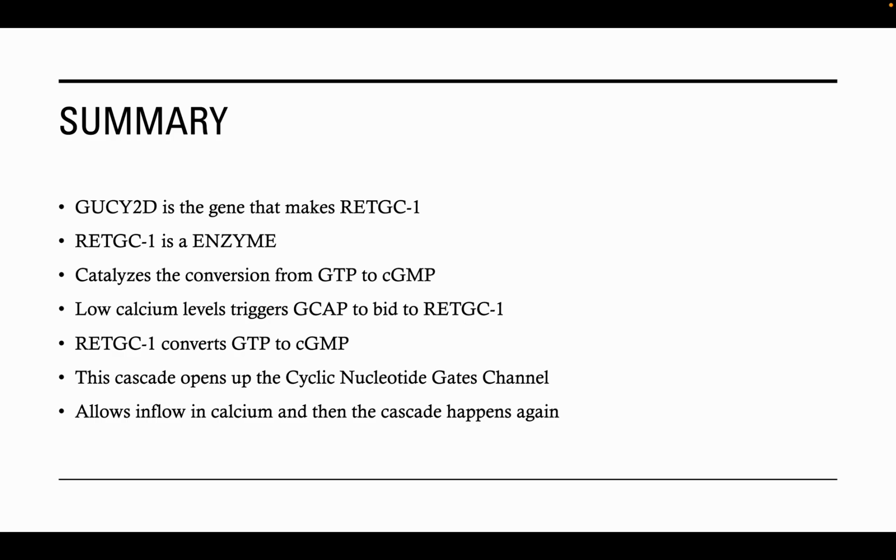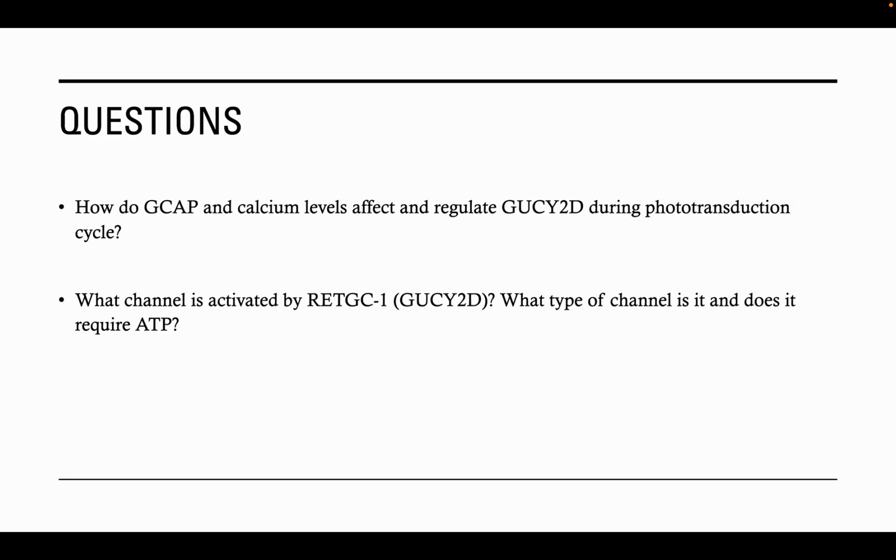So the two questions I have here are: how do GCAP and calcium levels affect and regulate the GUCY2D during the phototransduction cycle that we were talking about? And the second one is, what channel is activated by the RET-GC1? What type of channel is it? And does the channel require ATP?